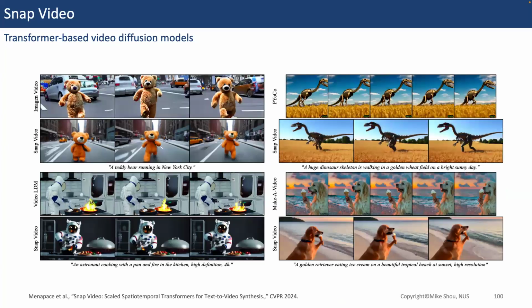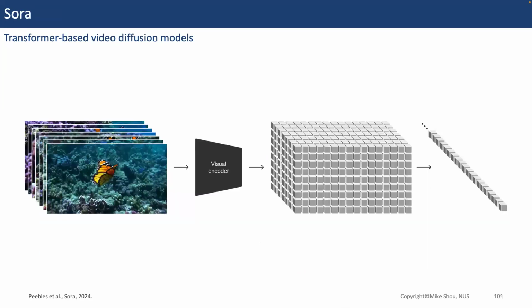So here are some comparisons with the baseline models, and it can be seen that the baseline model actually has some kinds of motion artifacts, which Snap Video can reduce effectively. And also the Sora model, which we have mentioned, is actually a transformer-based video diffusion model.